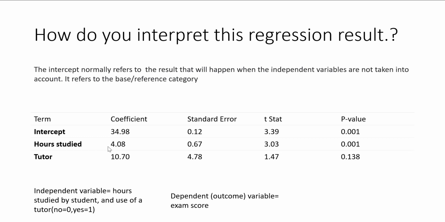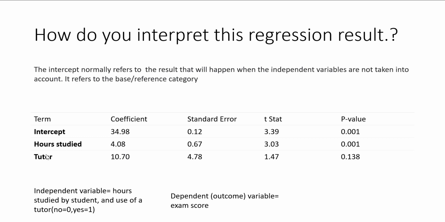While for the hours, on the average, for every 1 unit increase in the hours that the students study, the exam score is expected to increase by 4.08.